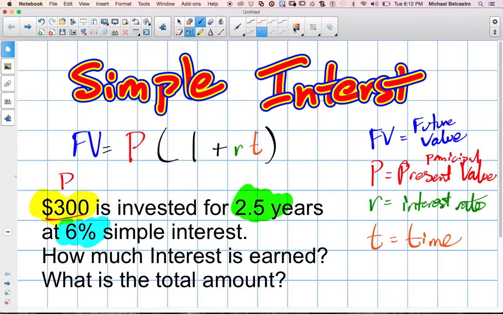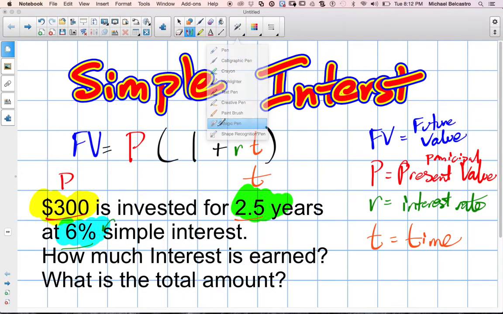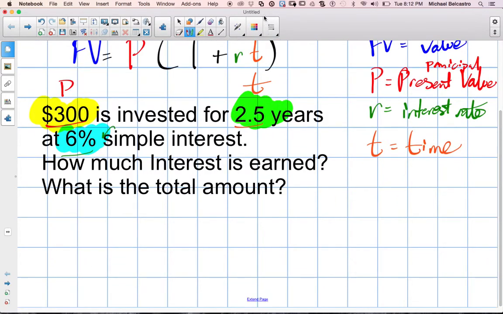What about the 2.5 years? The time. Perfect. So there's our time. And the 6% is our interest rate. Great. So by deduction, they've given us this, this, and this. So clearly, this is something we don't know. So we can set it up like that. Let's go write it out.